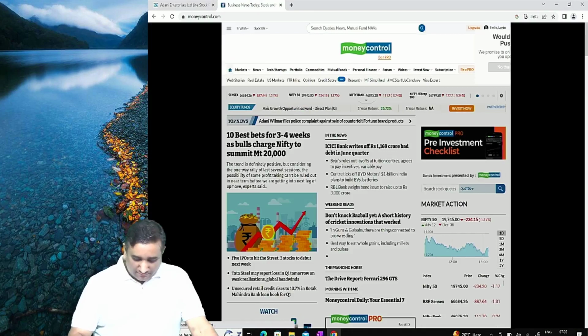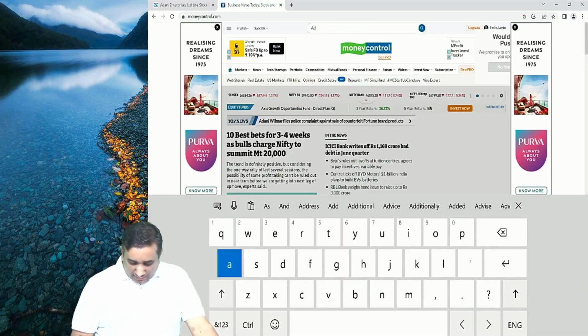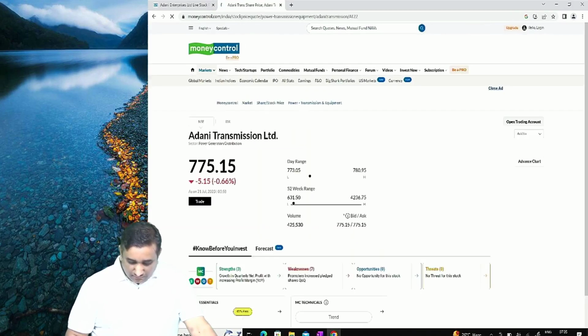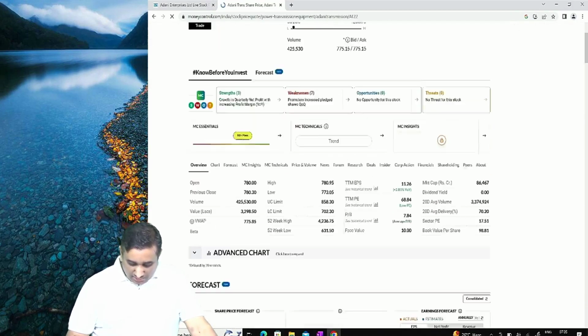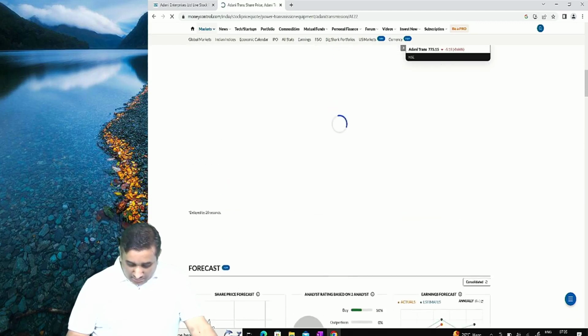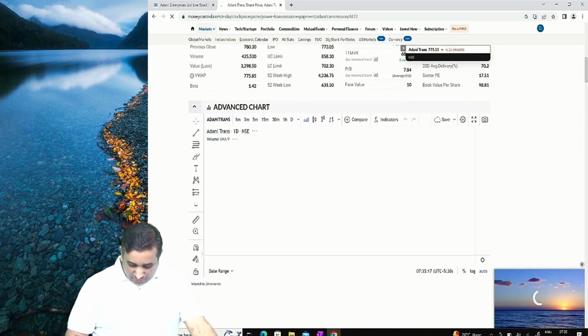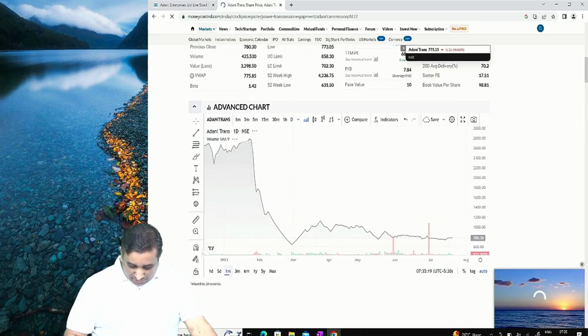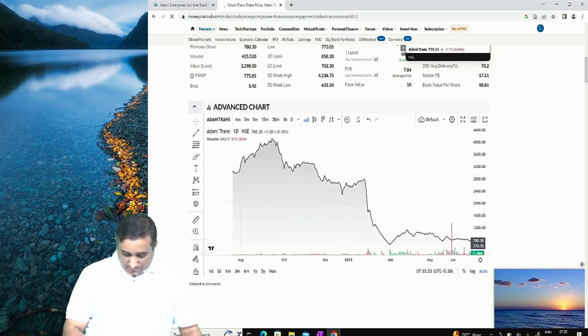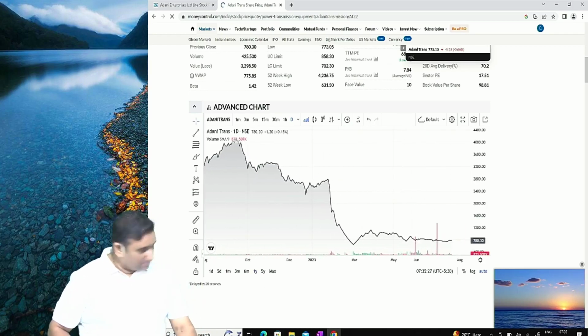Let me show you something. Which I showed you, Adani, the first one, transmission. This is transmission. I go back here. Chart. Very good. Range. 1 year. Look at the chart, please. Look at what has happened in 1 year.